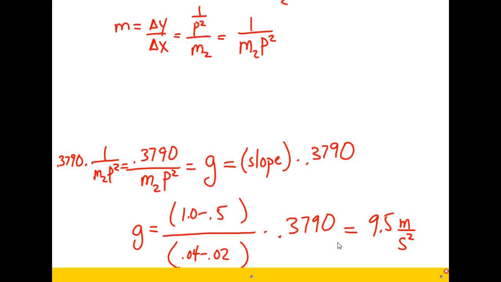Now, in mine, I got a 9.5 meter per second squared little g value. Using graphing software to find the perfect slope comes out to be 8.8 meters per second squared. Generally speaking, on a question like this, they're going to go plus or minus 1 for acceptable leeway. So your answer probably would need to lie between 7.8 and 9.8 meters per second squared.